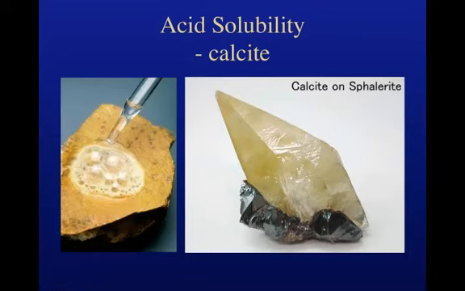Calcite is most commonly identified, if you can't see the cleavage surfaces, by putting a drop of hydrochloric acid on the specimen. And it's often a test that people forget to do when they're stumped. And sometimes that's because calcite has a different color.